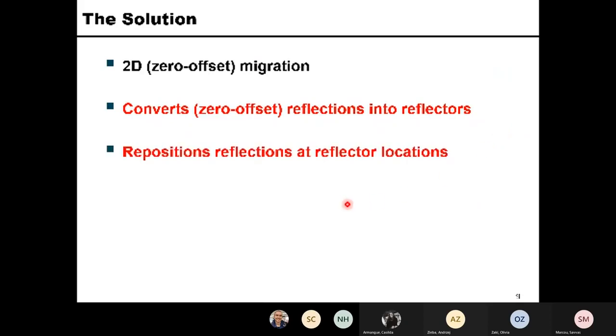So why is it called migration? Migration means we reposition the reflections to the actual geological point, the reflector point. That's called migration. So the data in your profile is just shifted around. That's called migration.